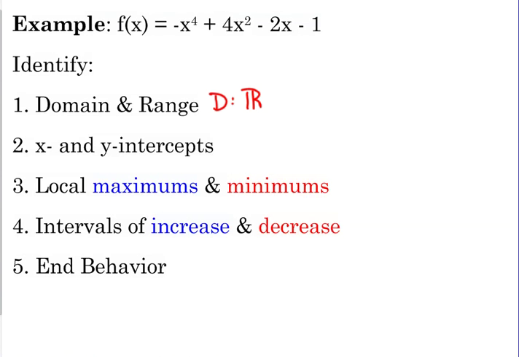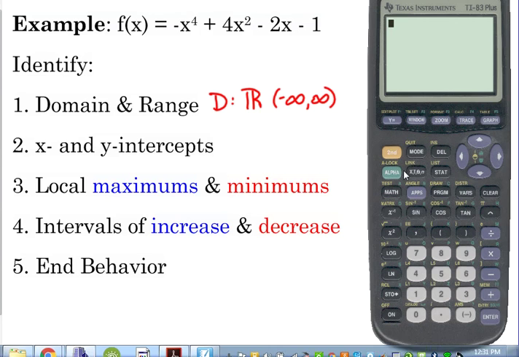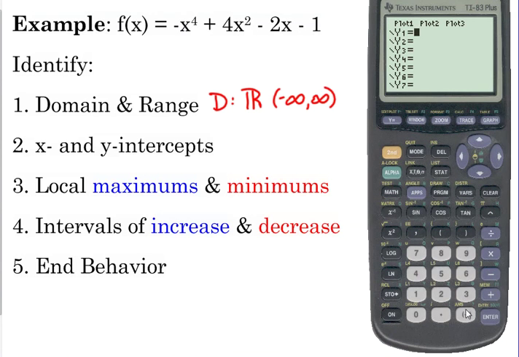I encourage you to write the symbol and the interval notation just so you continue to get used to seeing both of those. Okay, all real numbers and negative infinity to positive infinity. Now, this one is an even degreed function, so I know that it's going to have a restricted range. So I'm going to go ahead and put this in my calculator.